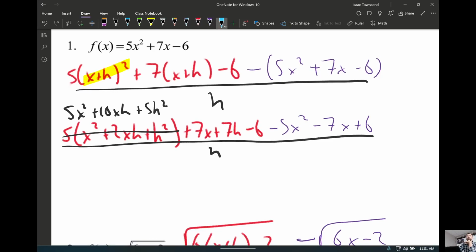Most of this numerator, this messy numerator, should add to 0. So combine like terms. 5x squared minus 5x squared goes to 0. 7x minus 7x goes to 0. 6 minus 6 goes to 0. And the only things left over in the numerator have an h in them.